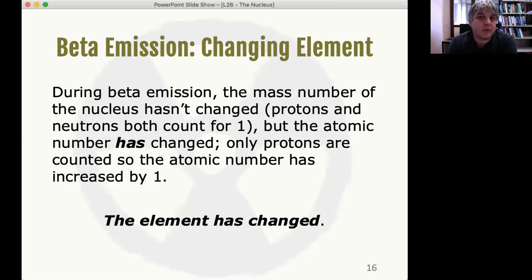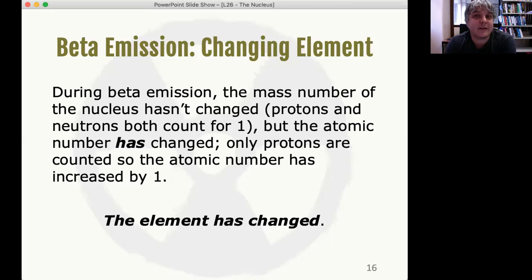During beta emission, as I said, the mass number hasn't changed. A neutron is turned into a proton, but both of those count for the mass number. They both still add one atomic mass unit, almost, depending on the element. They add one atomic mass unit to the atomic mass, the mass number, not the atomic number. But the atomic number has changed because the neutron didn't count before it decayed. It wasn't part of the atomic number, but once it turned into a proton, that now does count for the atomic number. So the atomic number has increased by 1, even though the mass number hasn't changed.